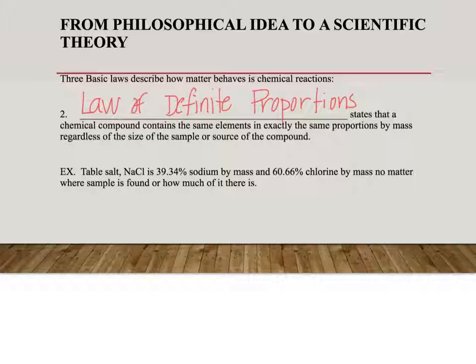So the law of definite proportions states that a chemical compound contains the same elements in exactly the same proportions by mass, regardless of the size of sample or the source of sample. So I give the example here of table salt, which is 39.34% sodium and 60.66% chlorine by mass, and that's no matter where the sample is found, whether I have 5 grams of it or 5,000 tons of it. The salt is made up of 39% sodium and a little over 60% chlorine, no matter where it's found, and that goes the same for every chemical compound.